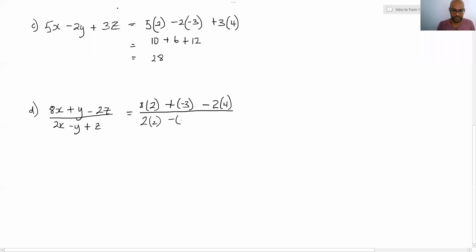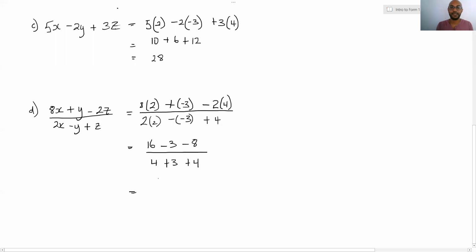Next, we're going to have 2 times 2 minus -3 plus 4. Well, I don't need to put this in a bracket. Next line, I'm multiplying everything out. I'm dealing with the brackets first. So 8 2s are 16. A positive by a negative is a negative here. Negative 2 by 4 is going to give me a negative 8. See that? Dealing with the brackets. 2 2s are 4. A negative by a negative here is going to give me a positive 3 plus 4.